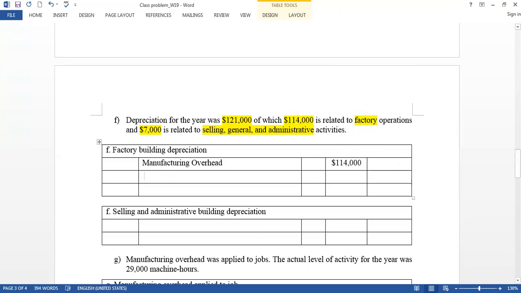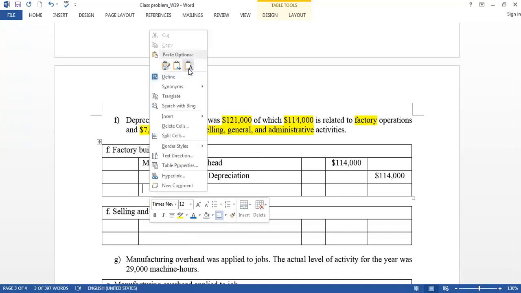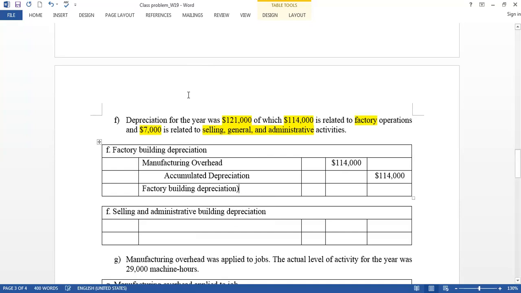So what is credit? Is it cash? What should be the credit? Factory building depreciation, we record manufacturing overhead debit. What is credit? Accumulated depreciation. Very good. Accumulated depreciation credit, because depreciation is a non-cash transaction. And narration is factory building depreciation.